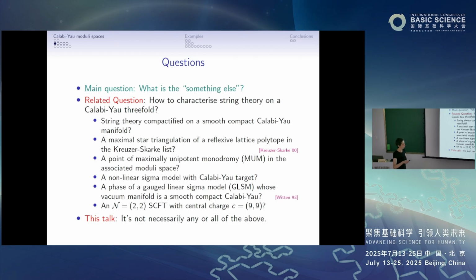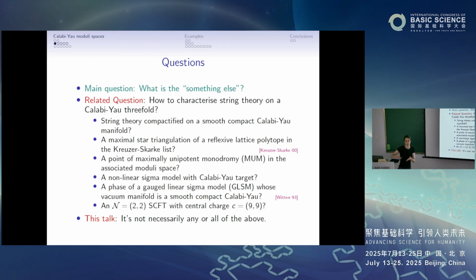So the main question of this talk is: what is this something else in other limiting regions of the moduli space, which are not like large volume? And before I come to that, I want to ask a few related questions, namely how many ways there are that we can study or characterize string theory on the Calabi-Yau threefold. So of course we can have the standard picture. We take the full type IIA, type IIB string theory and compactify on a Calabi-Yau.